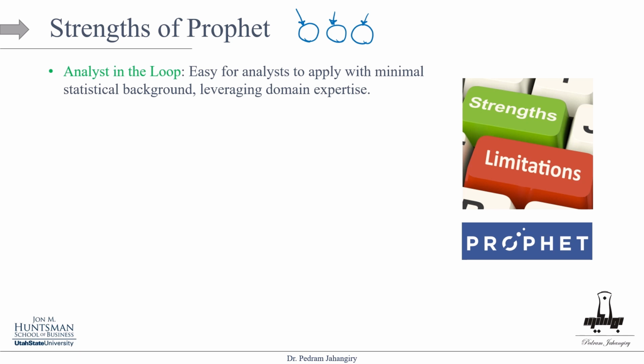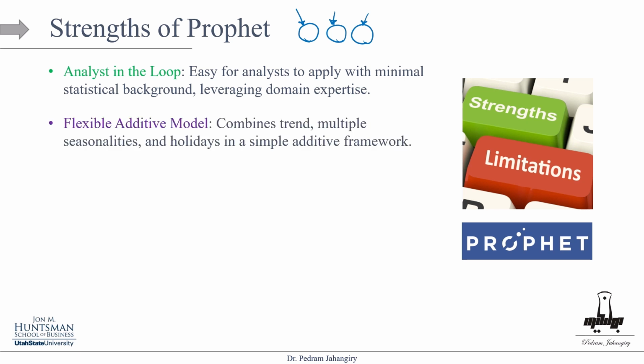So even with zero or minimal statistical background, the analyst could play around with these things and leverage their domain expertise to make sure they can produce better and more personalized forecasts. So this was one of the bigger selling points of the Prophet model. So anybody at large scale with some domain expertise could use their knowledge and basically use Facebook Prophet for doing business time series forecasting. The second one, this is a flexible additive model, right?